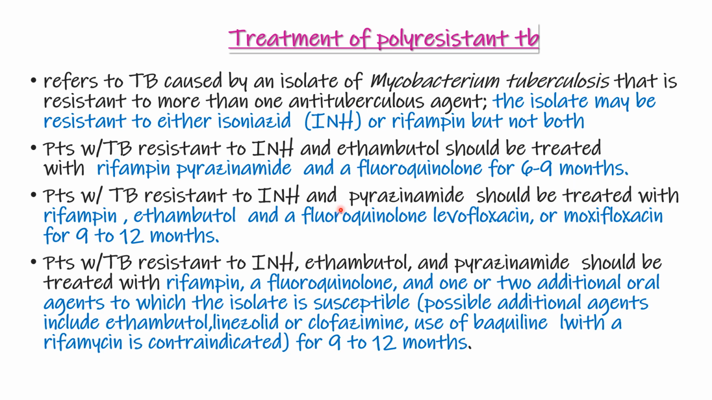If your patient has resistance to isoniazid and pyrazinamide, then what do you do? Just remove isoniazid and pyrazinamide and treat with rifampin, ethambutol, and one of the fluoroquinolones for 9 to 12 months. If your patient is resistant to isoniazid, ethambutol, and pyrazinamide, the three of them, then you treat with rifampin, a fluoroquinolone, one of the respiratory ones, levofloxacin or moxifloxacin, and one or two of the additional oral second line agents, which could be linezolid, clofazimine, or bedaquiline, for 9 to 12 months.